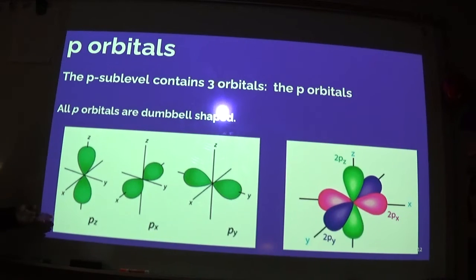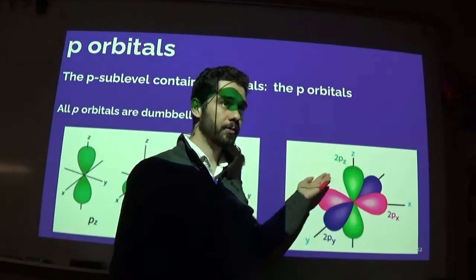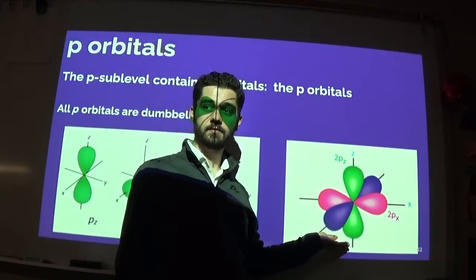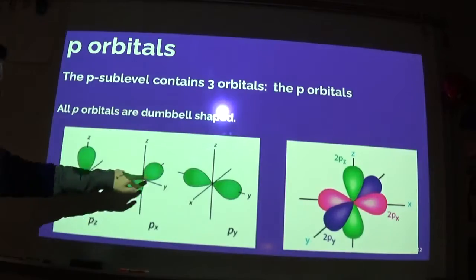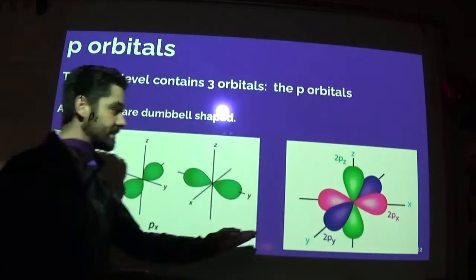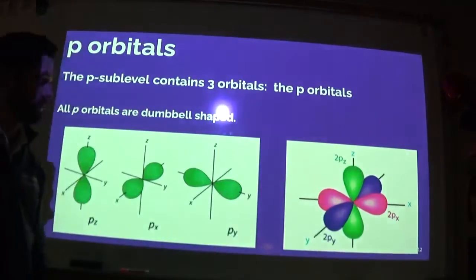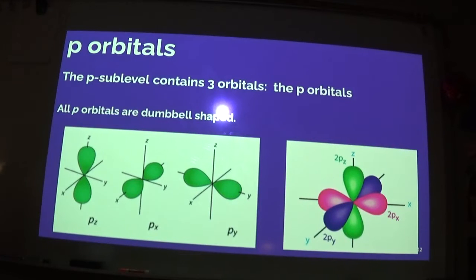So how many electrons could I fit in total in these orbitals? 2 times 3? 6, right? 2 for each orbital, and I have 3 orbitals, so I can fit 6 electrons in a p subshell. Okay, and they have this kind of dumbbell shape.